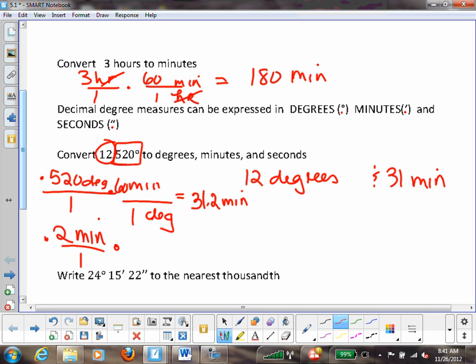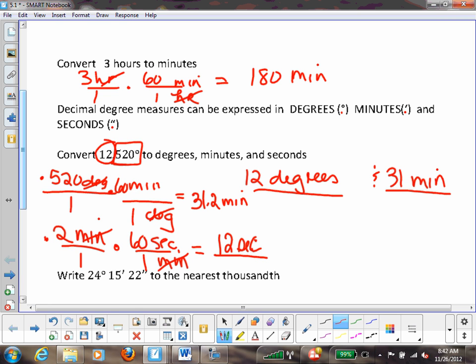Take that over 1, multiply it by, I want it in seconds and get rid of my minutes. There are 60 seconds in 1 minute. Units are canceling. And what is 0.2 times 60? How much? 12 seconds. So I have 12 degrees, 31 minutes, and 12 seconds.